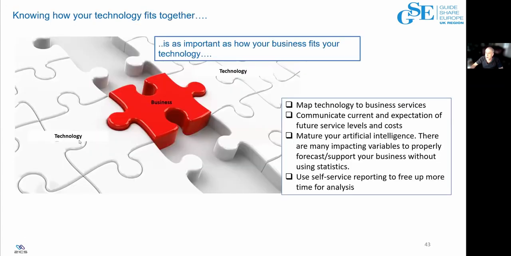So knowing how your business fits together, you've got to map technology to business services, communicate current expectations of future service levels, and then mature your artificial intelligence, using standard deviation and similar pieces to understand how the work is running, and then do self-service reporting to free up more time for analysis.